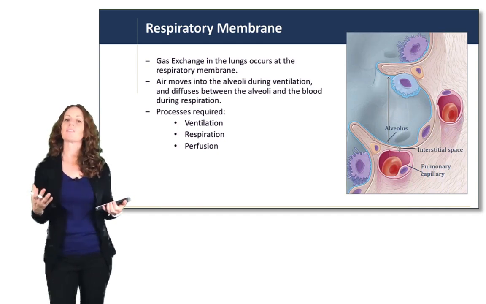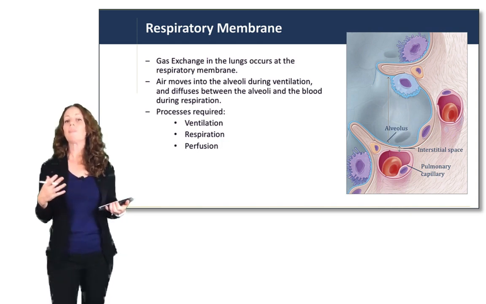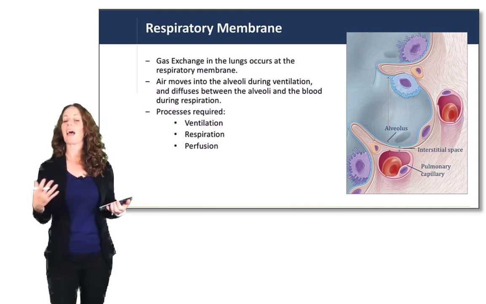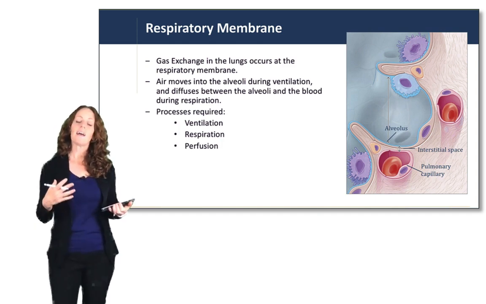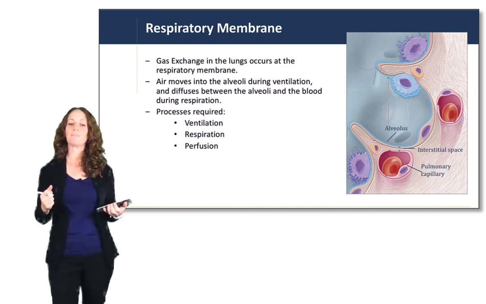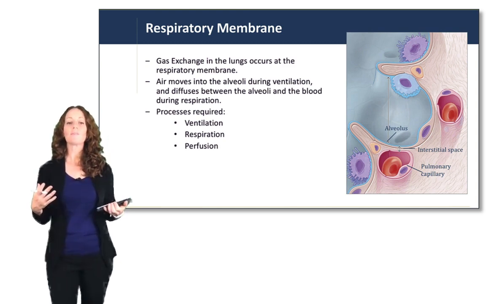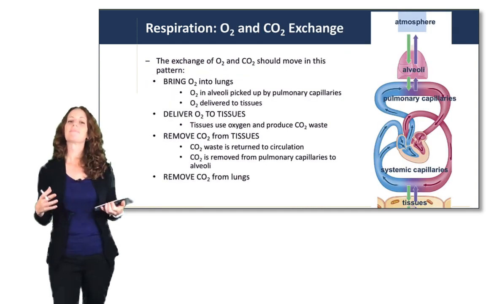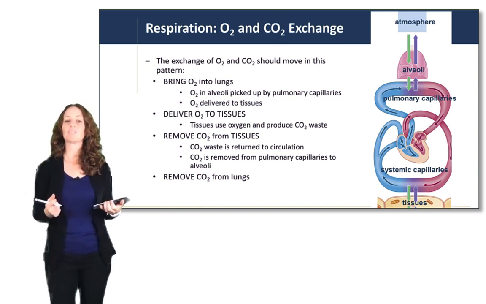We need to remember the structure of the respiratory membrane when we're talking about gas exchange in the lungs. Remember that gas exchange in the lungs occurs at the respiratory membrane between the alveoli and the pulmonary capillaries. Air moves into the alveoli during ventilation and then diffuses between the alveoli and the blood during the process of respiration. So the processes required here are ventilation, respiration, and also the perfusion of blood to the lungs. So respiration is oxygen and carbon dioxide gas exchange.